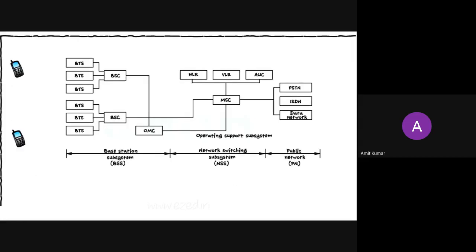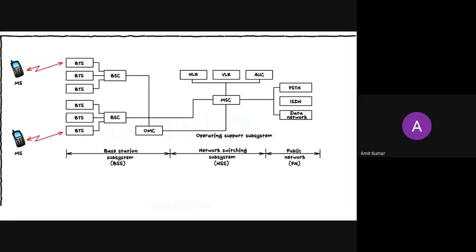Mobile station, MS. MS is nothing but the device used for communication, such as a cell phone, fax machine, etc. Base station subsystem, BSS. BSS gets connected to MS via radio interface. It has two different blocks: BTS, base transceiver system, and BSC, base station controller.